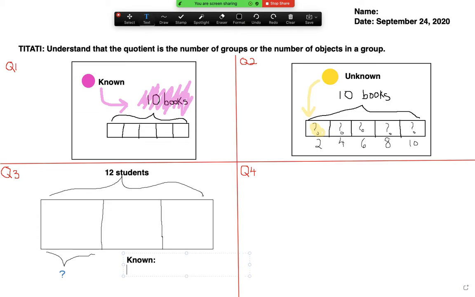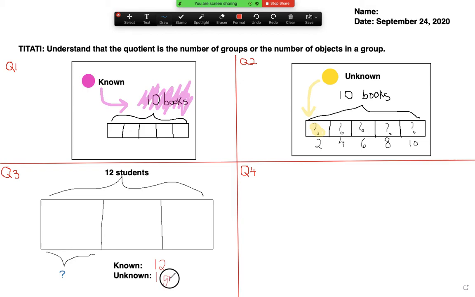Go ahead and write known and unknown. And think about this for a minute. What's our known and what's our unknown? Our known will be, go ahead and fill it in. What's our known? Our known will be 12. We know that there's 12 students. What's our unknown? Our unknown is one group.